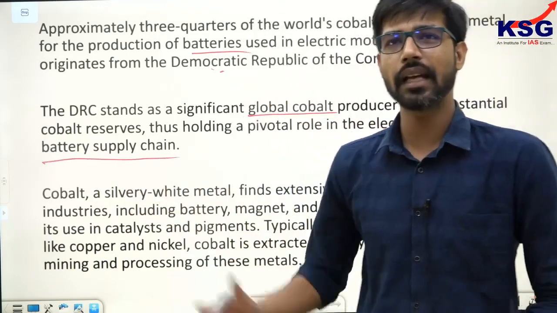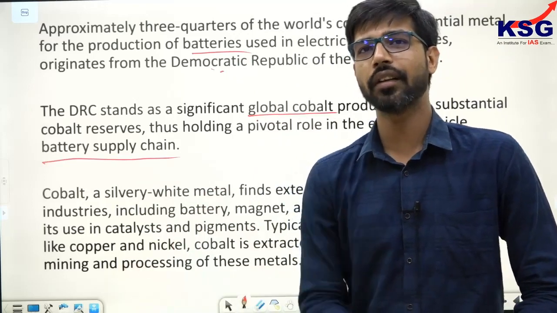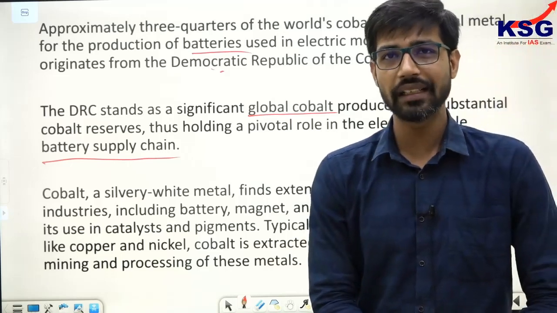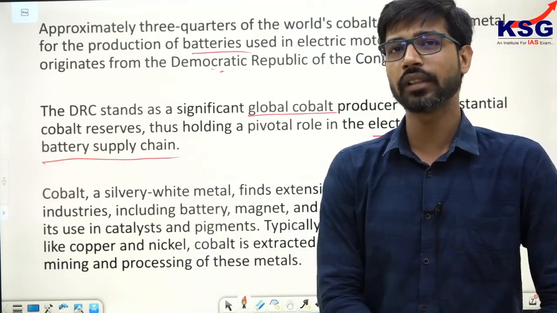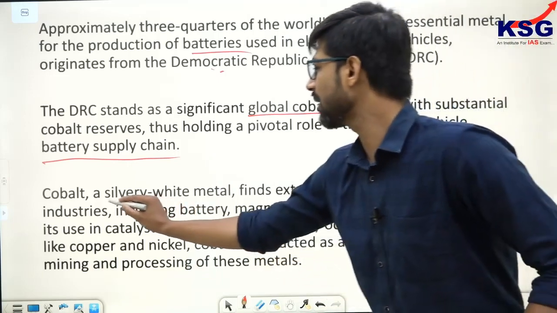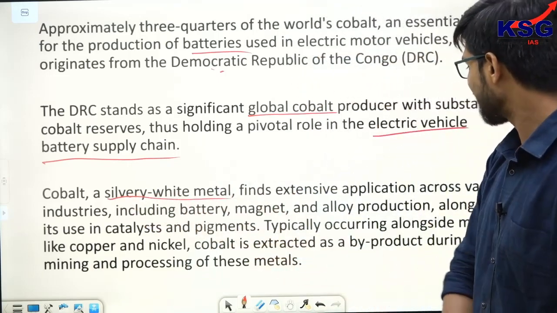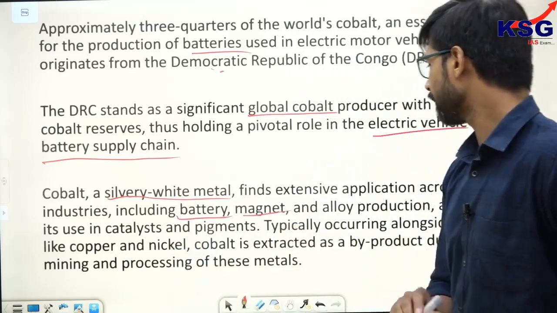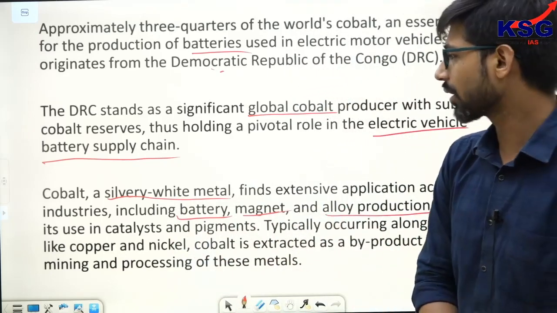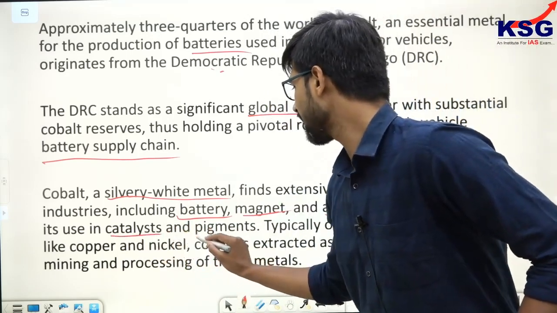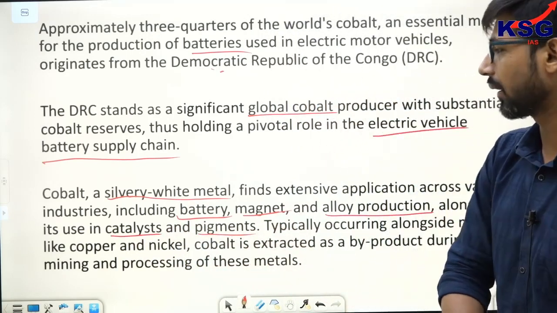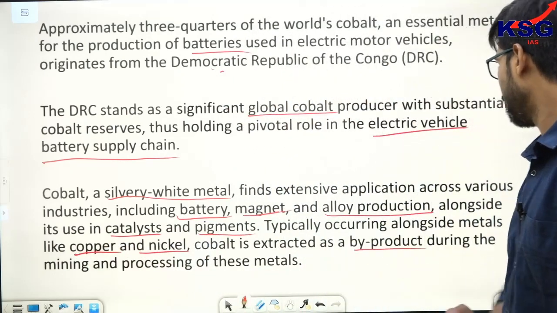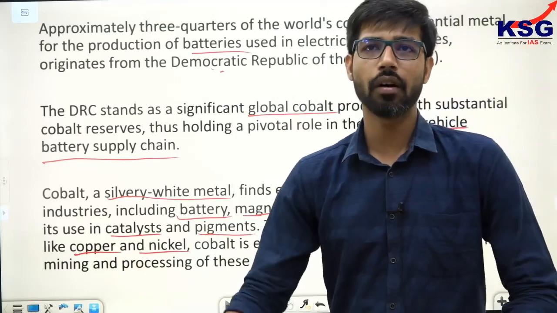Why? Because the government has been pushing electric vehicles through the National Electric Mobility Plan, and cobalt is going to be a very important metal in this regard. DRC is a country which holds a lot of cobalt. Cobalt is a silvery white metal and finds extensive application across various industries. What are these? Battery manufacturing, magnet manufacturing and alloy production, and alongside it is used in various catalysts and pigments. Typically it occurs along with metals like copper as well as nickel. Cobalt is extracted as a byproduct, please remember this, during the mining and processing of metals like copper and nickel.